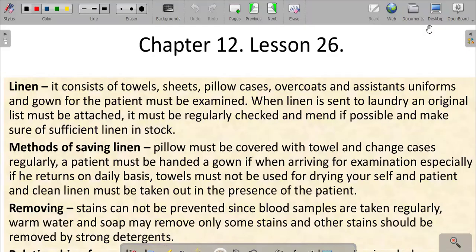Yes, once again, we are continuing with chapter 12, the last chapter of medical practice N5. So today we want to talk about how linen is safety, methods of saving linen, the relationship between the medical secretary and the doctor. So linen, what are those things that we identify under linen?